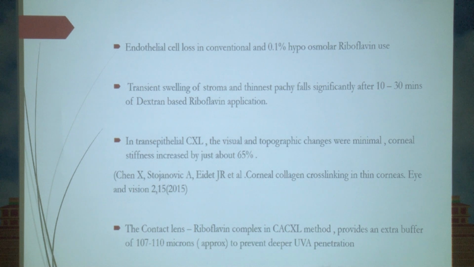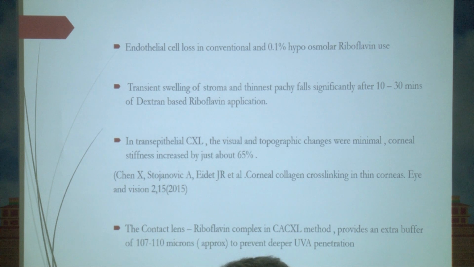Endothelial cell loss was seen in conventional and 0.1 hypoosmolar riboflavin use. Transient swelling of the stroma and thinnest pachymetry falling significantly after 10 to 30 minutes of dextran-based riboflavin application. So while we are cross-linking, the thickness that we achieved before cross-linking falls drastically. In transepithelial cross-linking, we do not achieve that much stiffness.